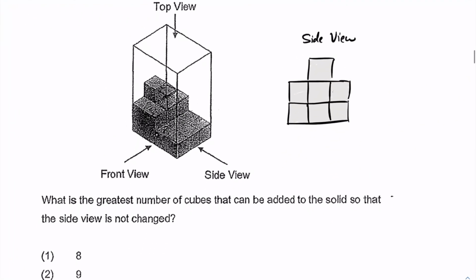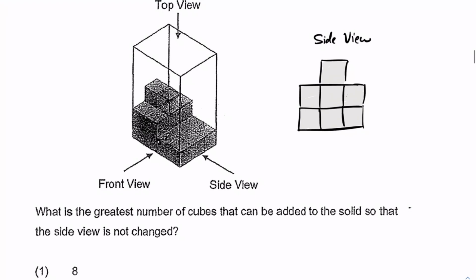What is the greatest number of cubes that can be added to the solid so that the side view is not changed? Well, for sure, we can fill up the 6 over here. So we're going to have a 6. Then we can have a 3. So we can fill this space and 2 spaces in the middle here, the spine right here. Okay, so that's a total of 3.